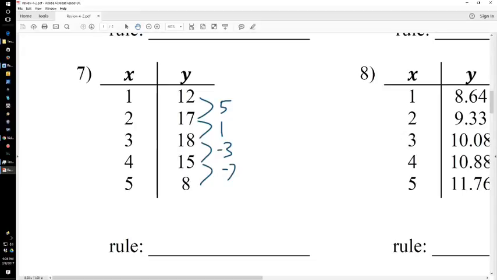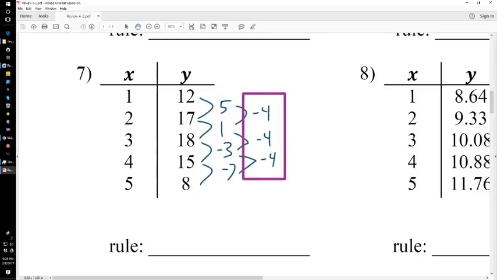So it's not linear. 1 minus 5 is negative 4. Negative 3 minus 1 is also negative 4. Negative 7 minus negative 3 is also negative 4. So we're just subtracting on down. We found that the second difference is the same. Therefore, it's quadratic. So we need an A, B, and a C.